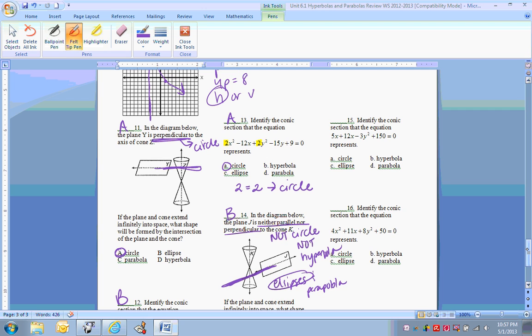Alright, number 15. It says identify the conic section that the equation below has. Well, once again, I look at the coefficients in front of x squared and y squared. Well, in this case, it's only y squared. Well, if you only have one squared term, it's a parabola.